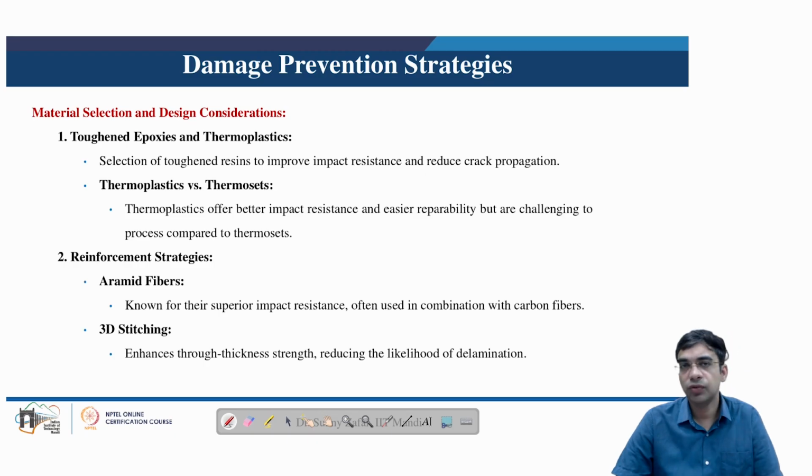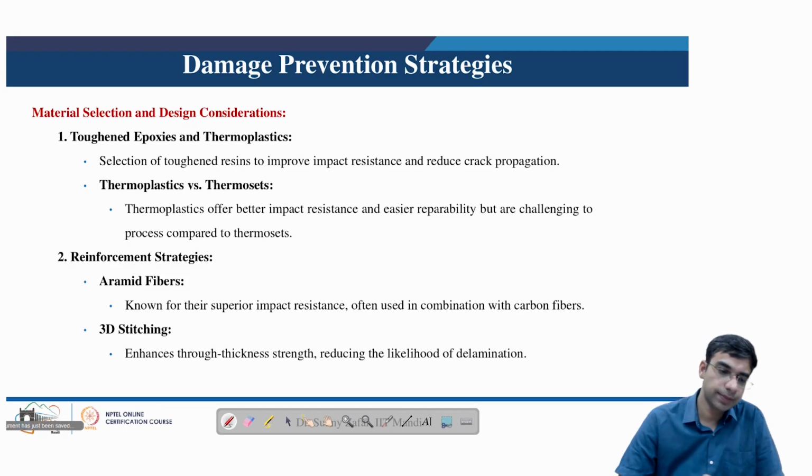Second are the reinforcement strategies. As we know, in composite material the reinforcement plays a very important role. Aramid fibers are known for superior impact resistance and are often combined with carbon fibers to enhance the impact resistance of the composite. Then there is the use of three-dimensionally stitched or woven reinforcement, which can enhance the through thickness strength, reducing the likelihood of delamination.